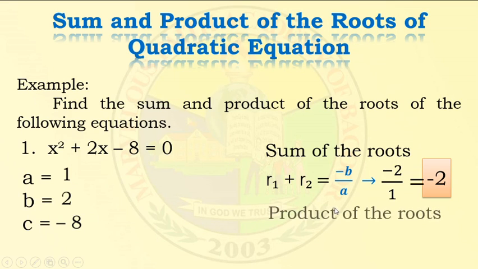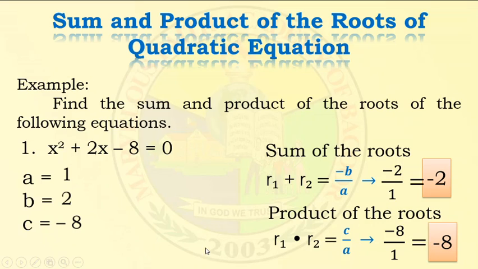Okay, next, for the product of the roots, we have r sub 1 times r sub 2 equals c over a. Ang value ng c natin ay negative 8, at ang value ng a natin ay equals 1. So negative 8 divided by 1, the answer is negative 8.